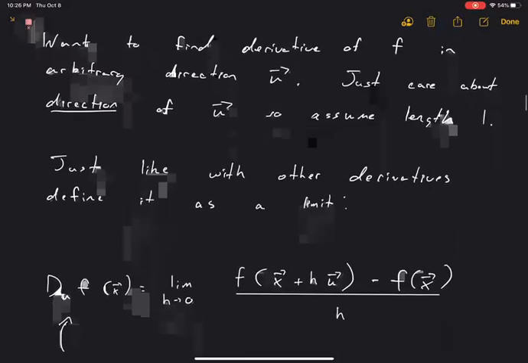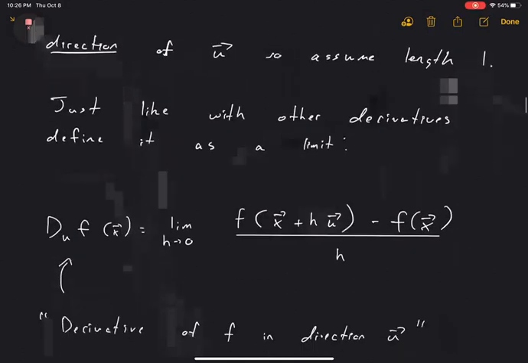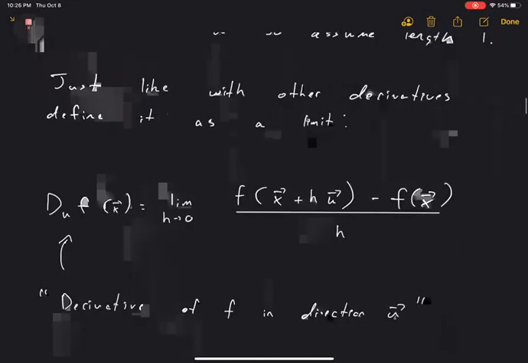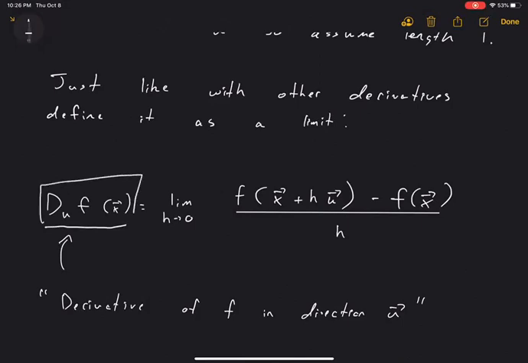Now, just like with other derivatives, we're going to define our object, this directional derivative, as a limit. And what is the limit going to be? We're going to set it up like this. This should look very similar to what you saw in Calc 1 for the definition of a derivative, and what we've seen in Calc 2 and Calc 3 so far. It's just this limit of this fraction here.